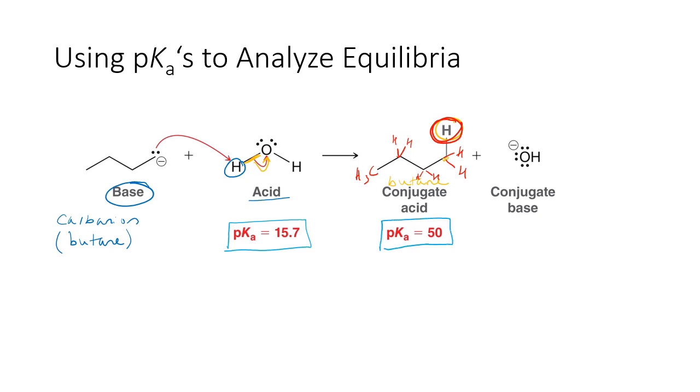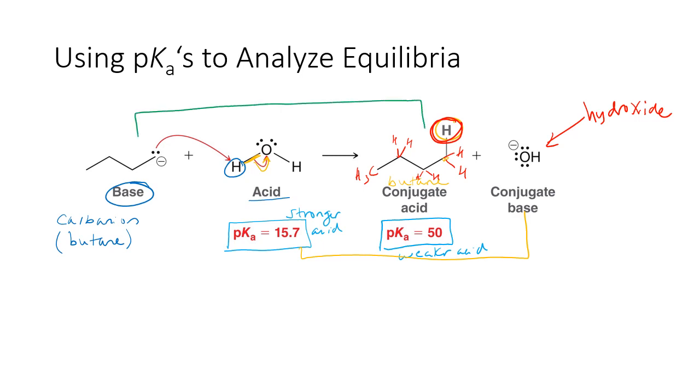Notice the pKa of something like butane, a proton on there, has a pKa of 50. It is significantly less acidic than our water is. Our water is the stronger acid. This butane is the weaker acid, much, much weaker. And then what we're left with is the conjugate base for water, which is our hydroxide ion. We have our conjugate acid-base pairs, so water paired up with hydroxide, and our carbanion with our butane.